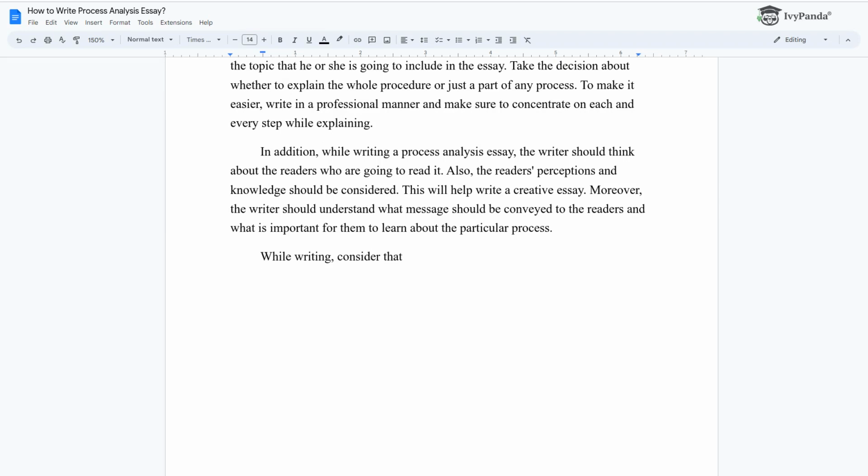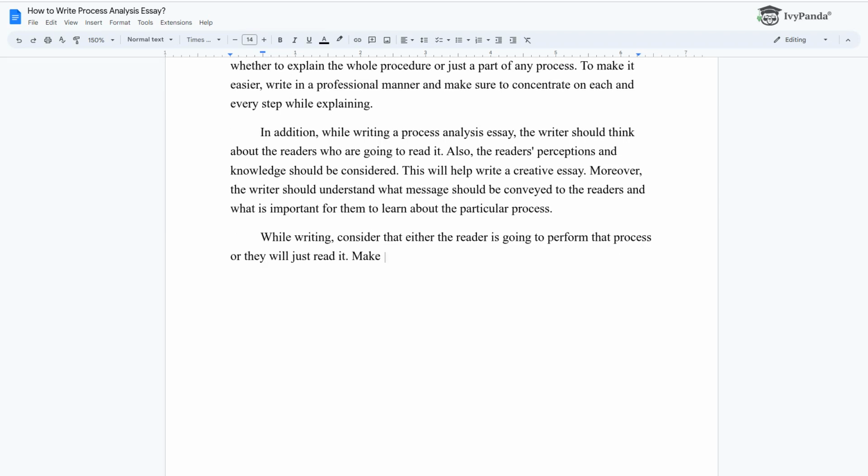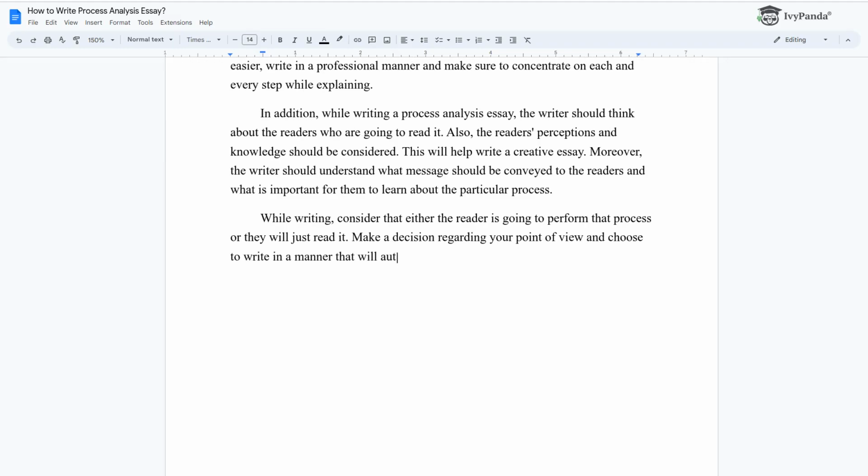While writing, consider that either the reader is going to perform that process or they will just read it. Make a decision regarding your point of view and choose to write in a manner that will automatically compel people to actually perform the process.